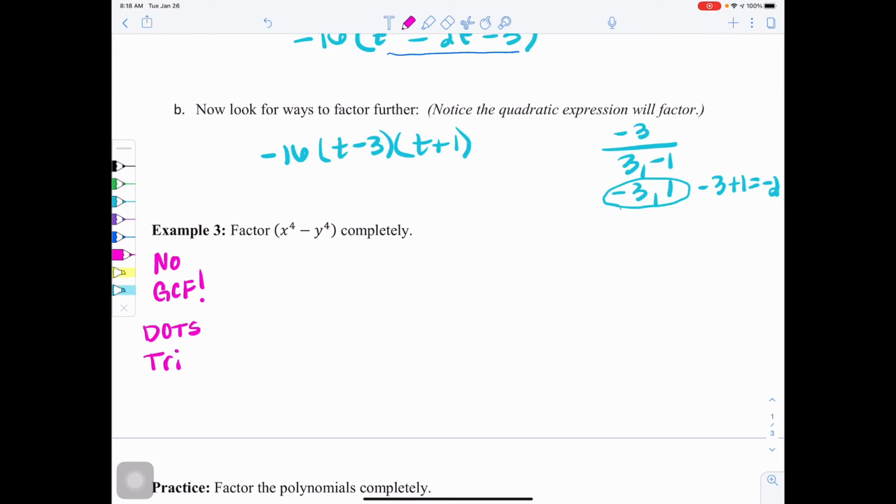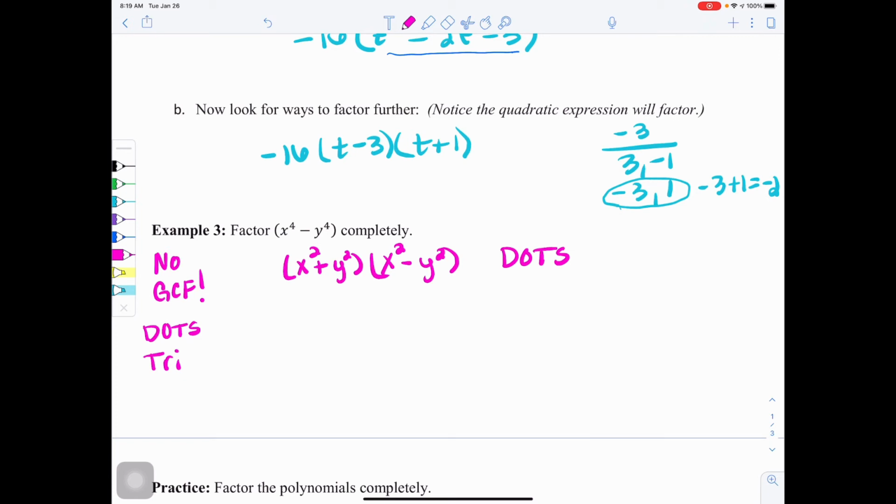When I look at that, I see a difference of 2 perfect squares. Remember that it's a perfect square if the exponent is even. So this is actually DOTS. So this is going to get split into 2 binomials. The square root of x to the fourth is x squared, so that goes in the first position. The square root of y to the fourth is y squared. That goes in the second position. One is plus and one is minus. So this is an example of me using difference of 2 squares.